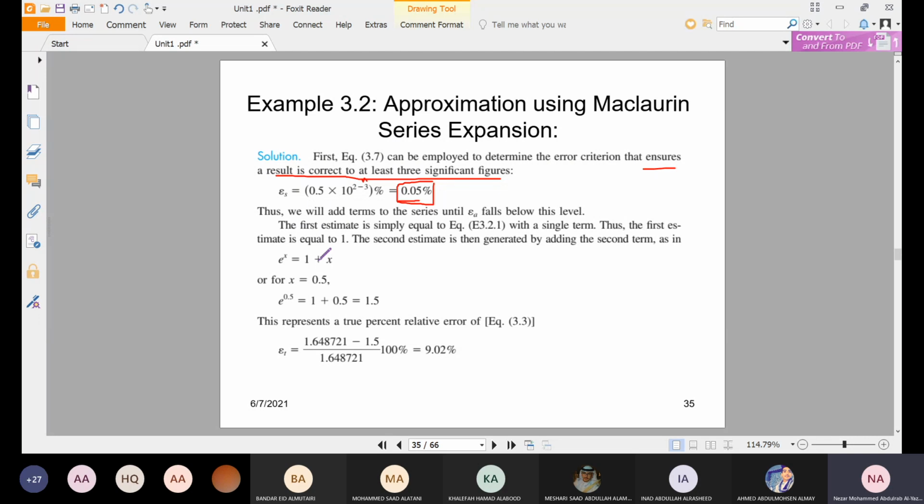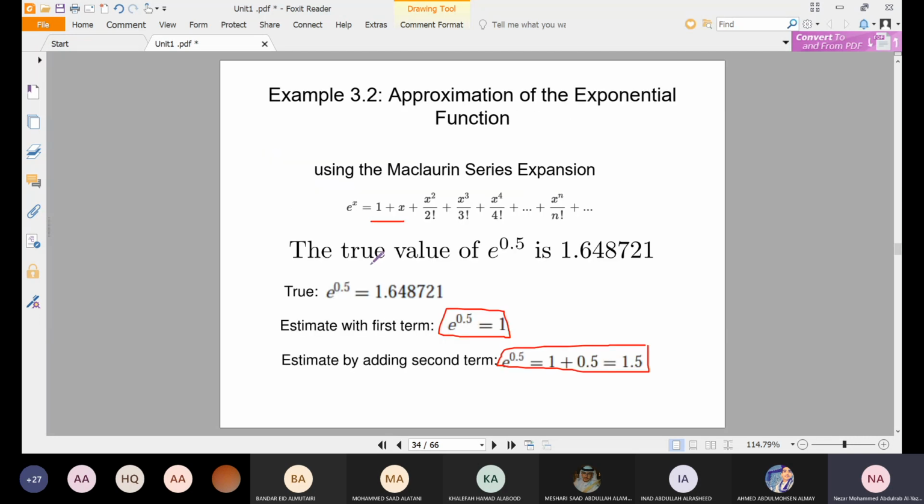If we add more terms, the error will decrease, because we will be close to the exact solution. The exact solution of e to the power x, the exponential function, is equal to this series until infinity. If we add more terms, that means we are close to the true value. If we take only this value, 1, the error will be large.